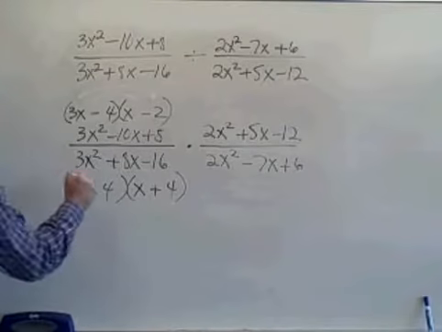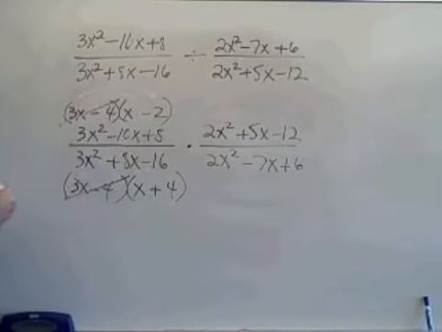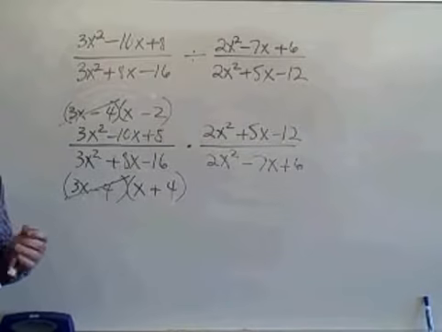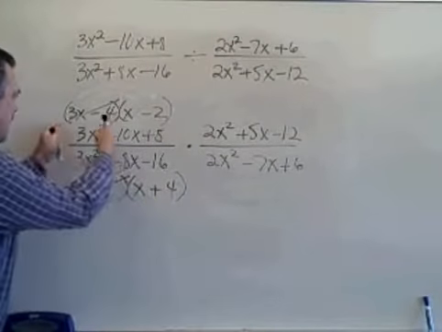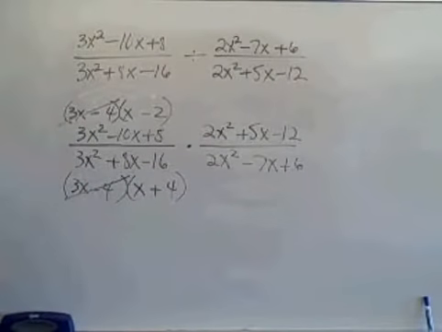So instantly I can see my first cancellation. The 3x minus 4 factors cancel to 1. See, I can cancel now because this is multiplying here, isn't it? I can cancel now because that's a factor.